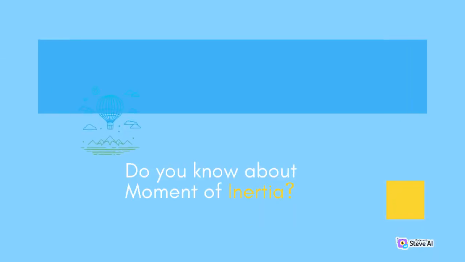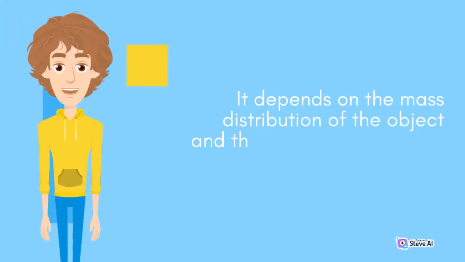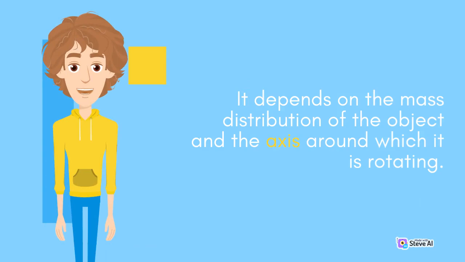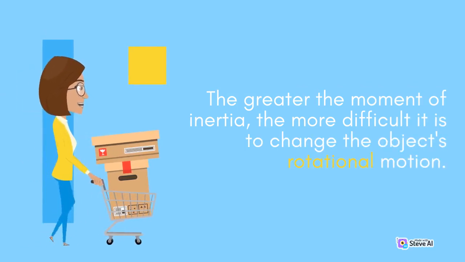Do you know about moment of inertia? The moment of inertia is a measure of an object's resistance to rotational motion. It depends on the mass distribution of the object and the axis around which it is rotating. The greater the moment of inertia, the more difficult it is to change the object's rotational motion.